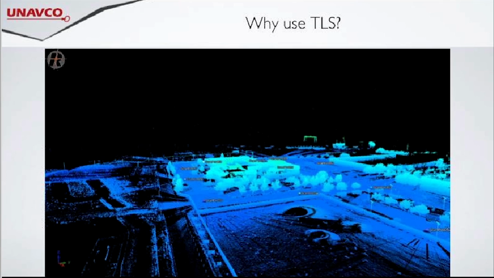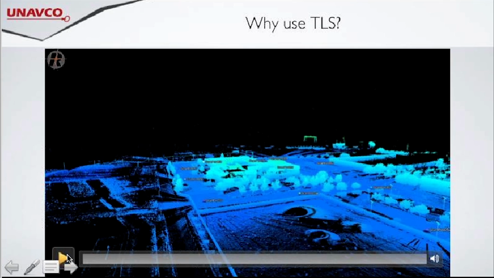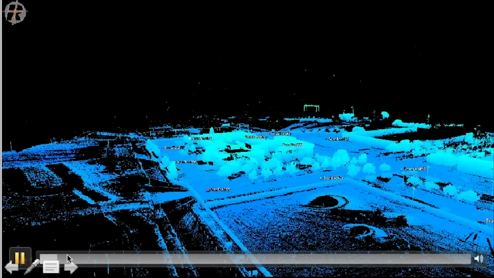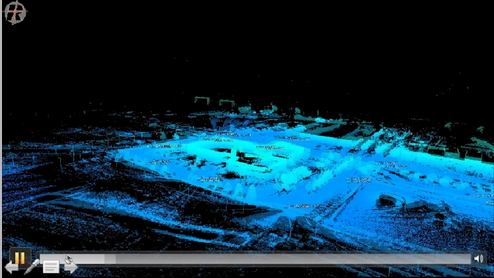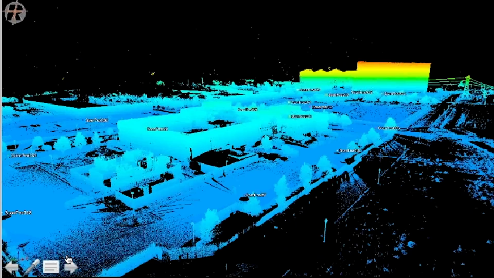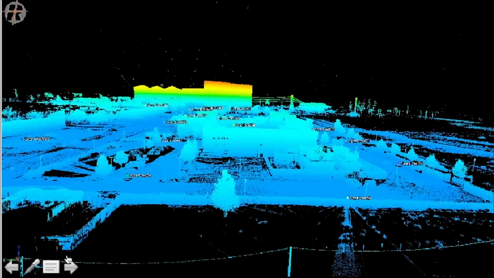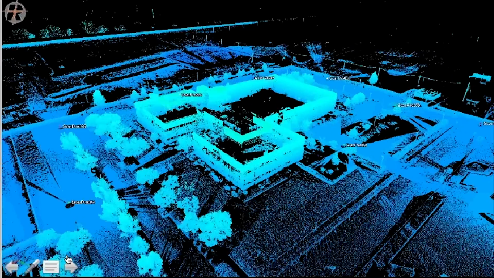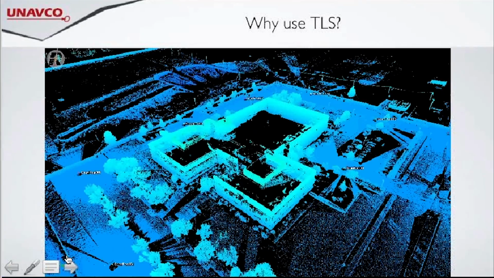So why use TLS instead of traditional surveying methods? Well, this little animation here, which was created by one of our mentors, Keith Williams, displays that very nicely. Yeah, there is an immense amount of data that can be collected and stored in a very short amount of time. So how does TLS work?